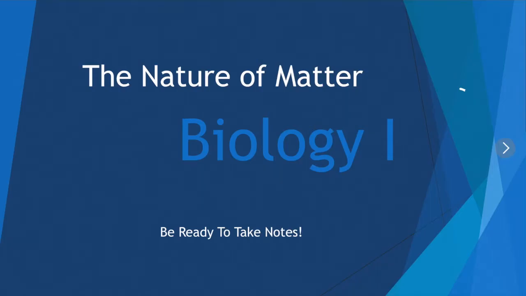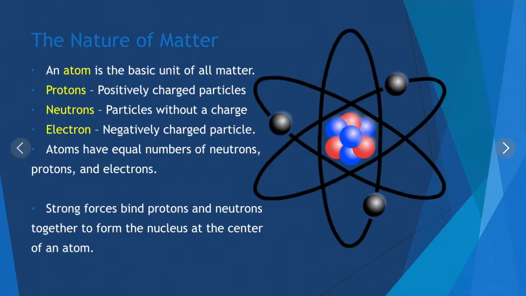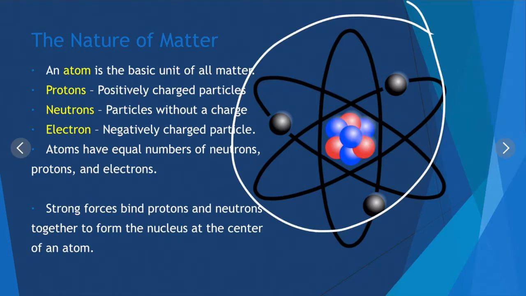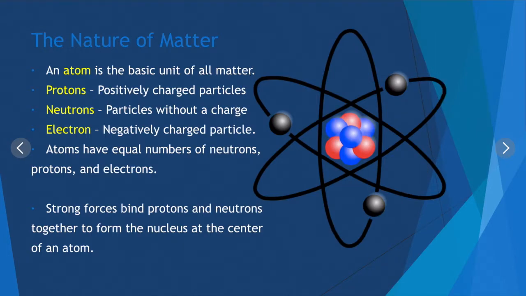Okay, this is the Nature of Matter lecture number 1 over atoms, elements, and the periodic table. Everything's made up of atoms. Atoms are the basic unit of all matter. And right here, actually, we have a model of an atom, okay?